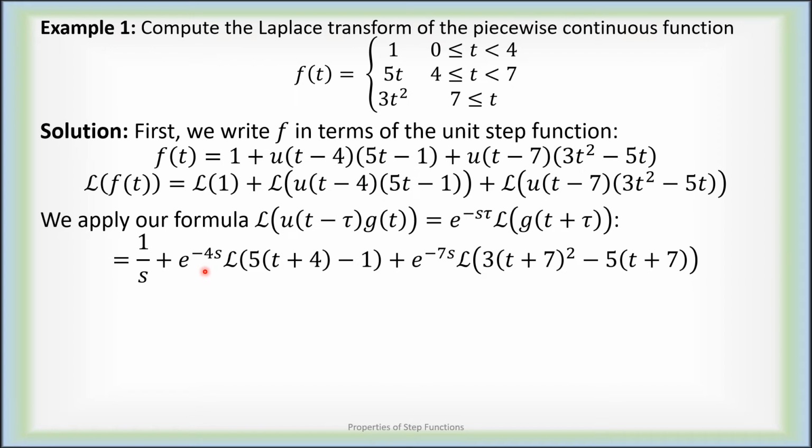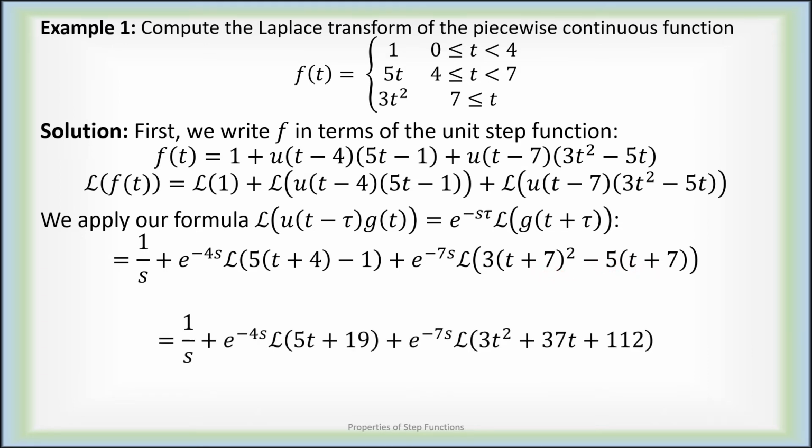So we extract an e to the minus 4s, and now instead of taking the Laplace transform of 5t minus 1, we would have the Laplace transform of 5 times t plus 4, minus 1. Similarly here, we extract an e to the minus 7s, and instead of having the Laplace transform of 3t squared minus 5t, it would be 3 times t plus 7 squared, minus 5 times t plus 7. So we distribute out those things in parentheses.